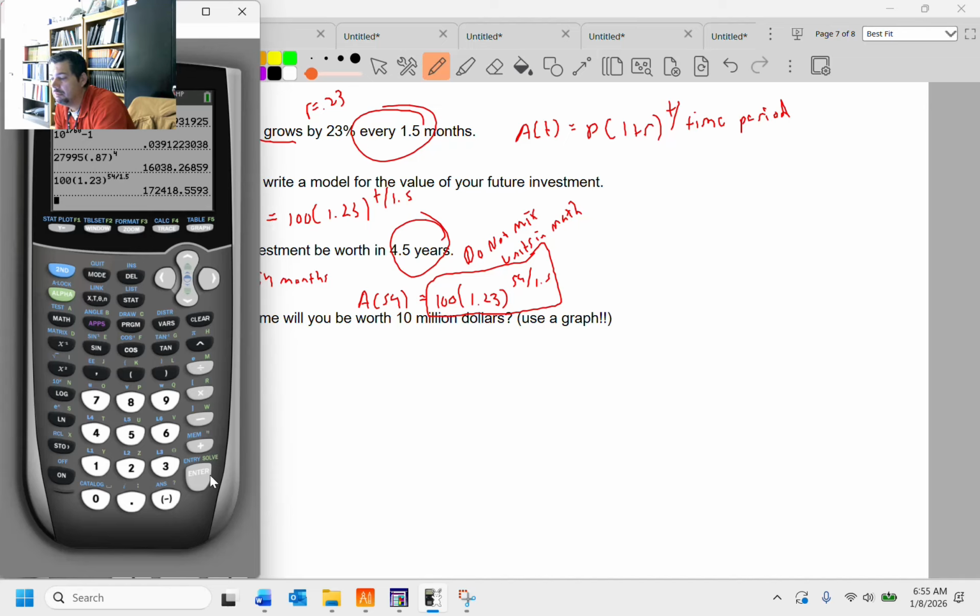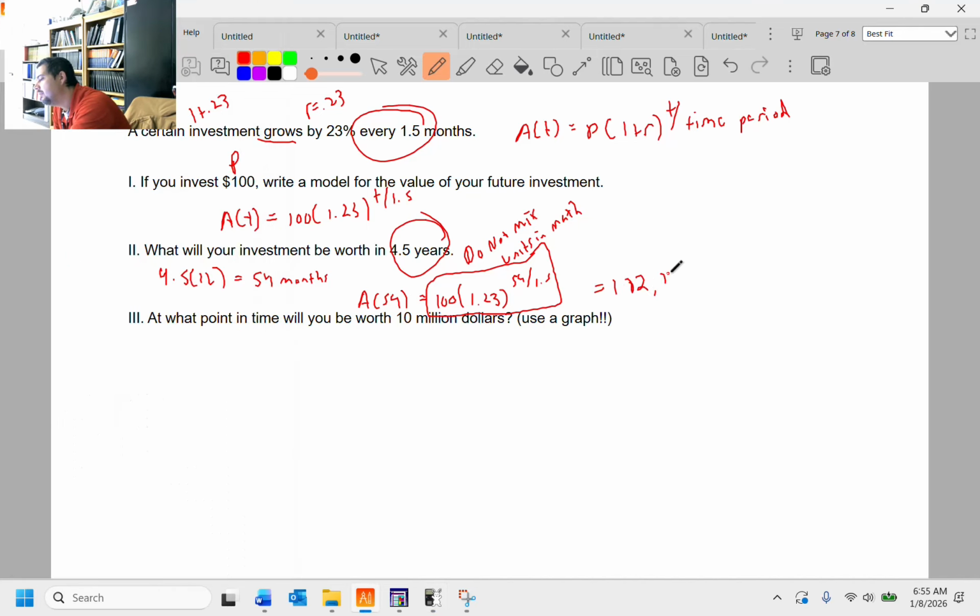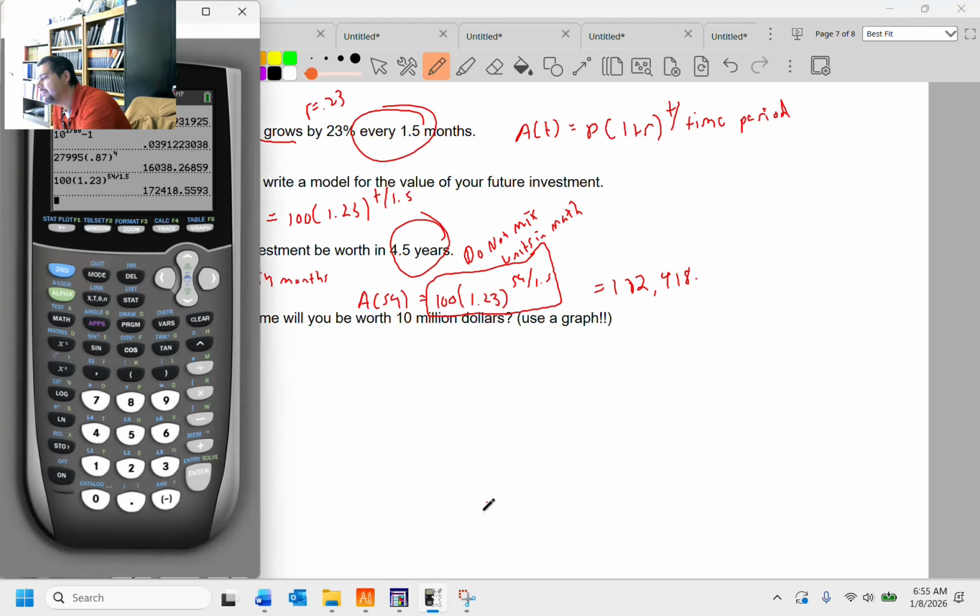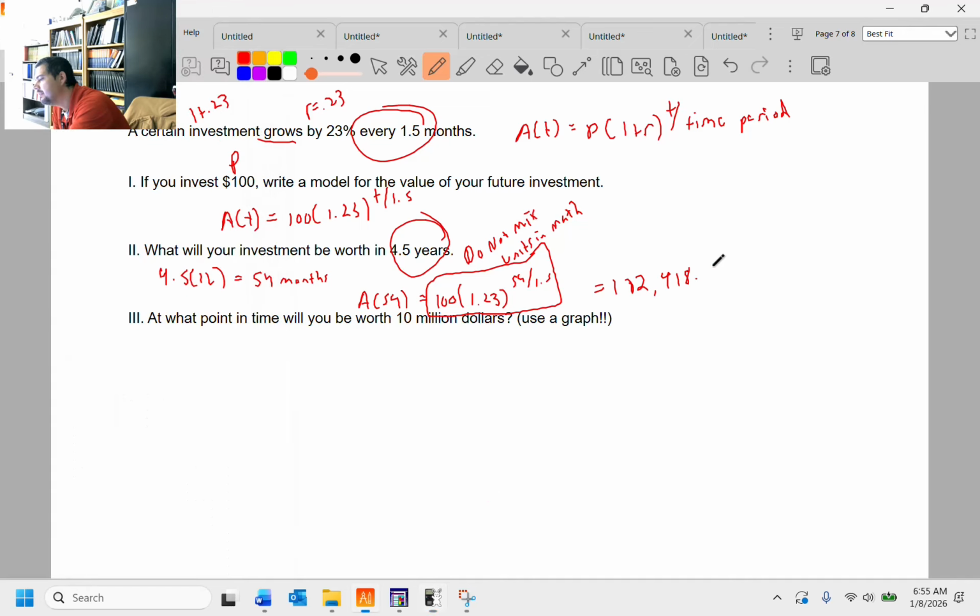Wow. Of course, that's a month, every month and a half it grows by 23%. But wow, $172,418.56. I think I said 52 cents. Nope, 56 cents. It's a chunk of money.